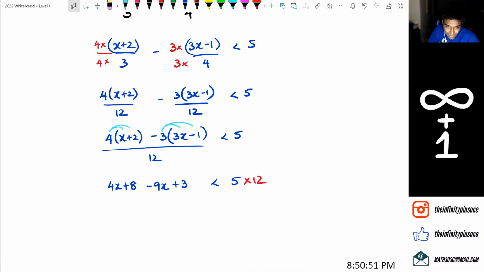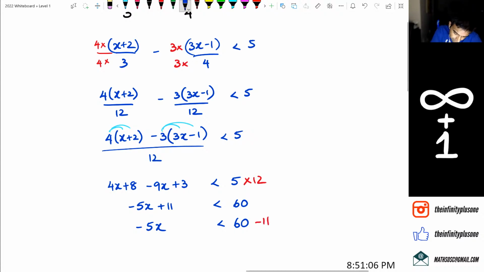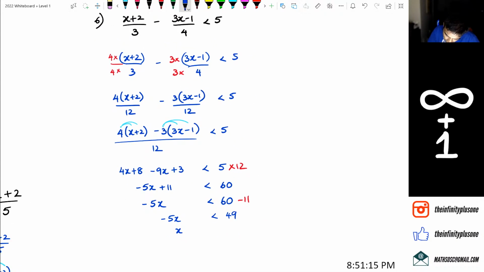Okay, so next we've got 4x minus 9x, which is minus 5x, plus 11 is less than, we've got 12 times 5, which equals 60. Minus 5x is less than 60, take away 11. We've got negative 5x is less than 49, and then x is 49, and because we are dividing by a negative number, we are going to flip the sign.